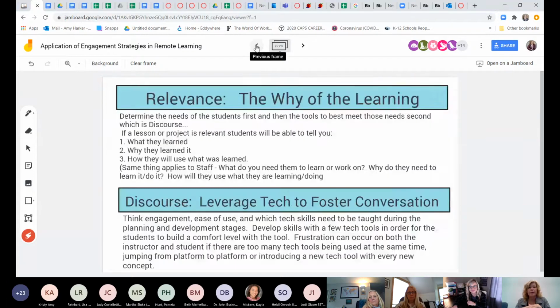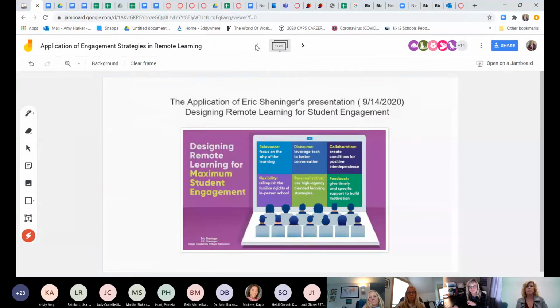So I'm going to go back now and start the presentation. So if I were going into this, I would make sure that my students or my staff members know how to use Jamboard so that they can interact with me as I go through the presentation.